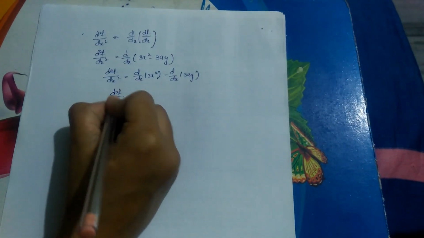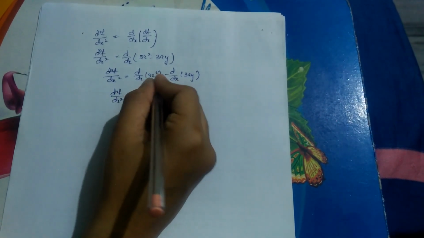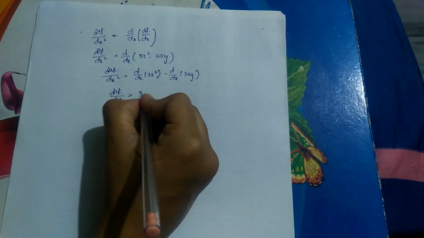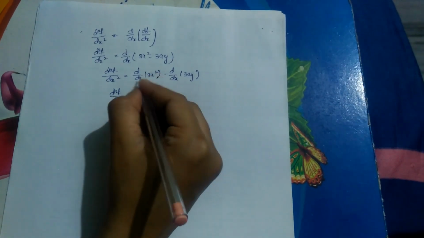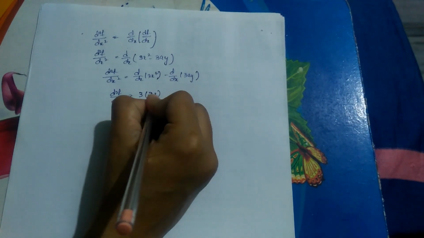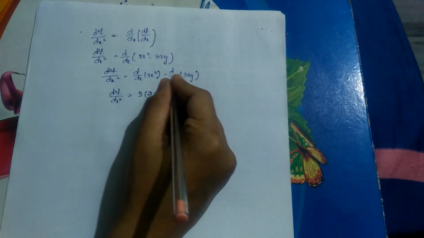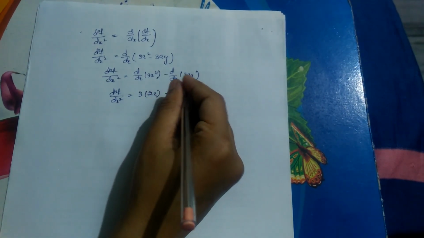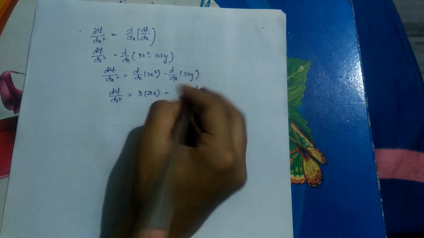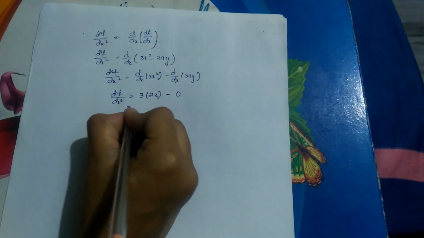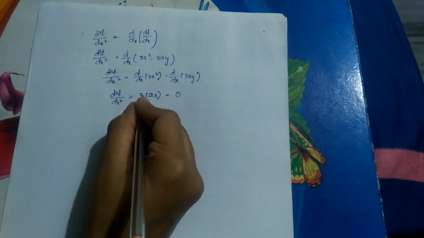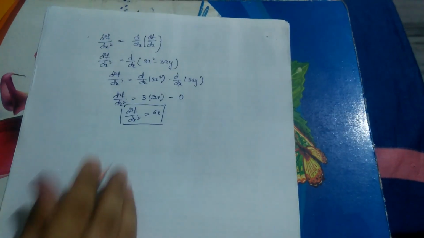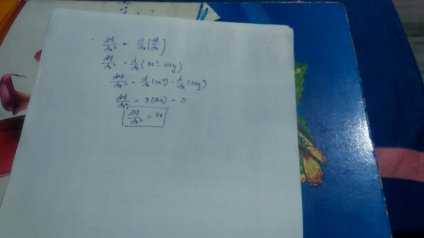So here dou square f by dou x square is equals to 3x square. 3 is a constant, right? 3 as it is here, and then into x square derivative with respect to x is 2x, minus differentiation of 3ay with respect to x is 0, as there is no x variable in this term, so it becomes 0. Then dou square f by dou x square is equals to 3 into 2x is 6x. This is a second order partial derivative of the function with respect to x.